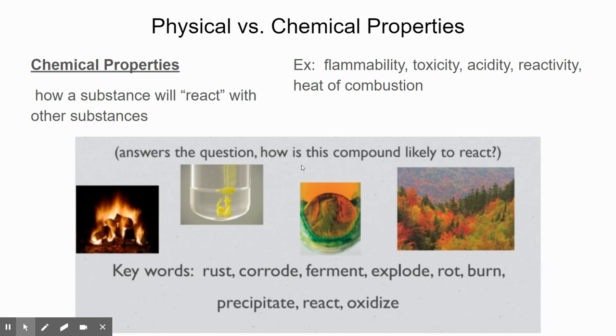I personally like to think, is it a chemical property? Is it a chemical change? If the answer is yes, easy. If the answer is no, then it's a physical one. I don't even think about what physical changes are. I only think in terms of chemical changes. Is it a chemical change? If it's not a chemical change, then it must be a physical one.